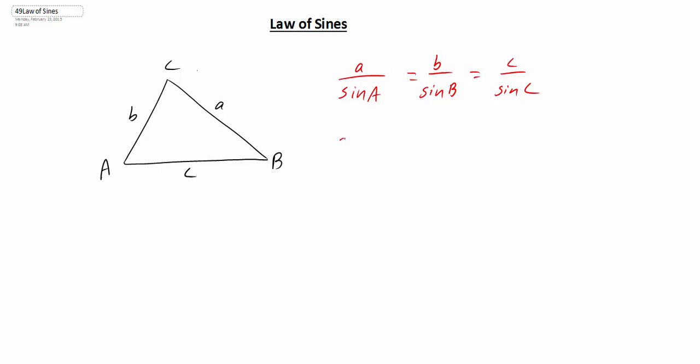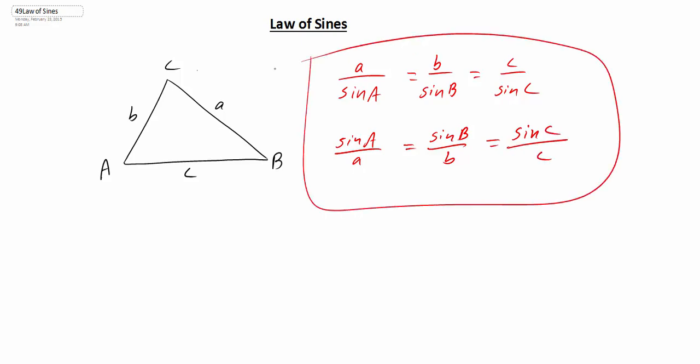Now, of course, we could set this up the other way. We could flip it around and write it as sine of A over A equals sine of B over B, or we could write it sine of C over C. So either way we can write this depending on how you want to memorize it.